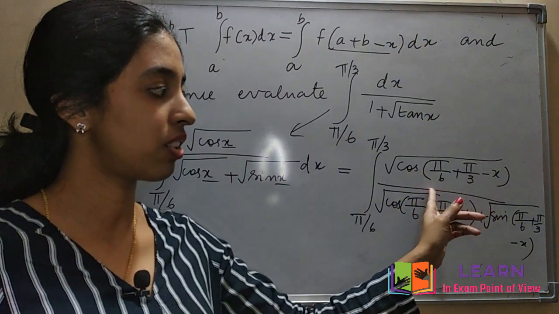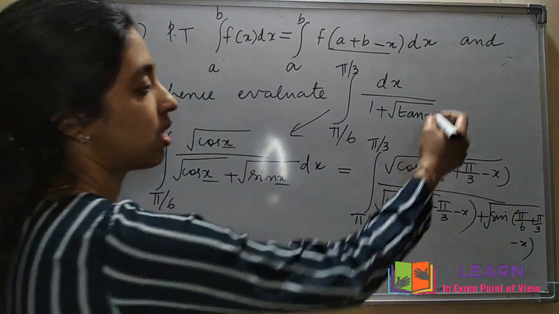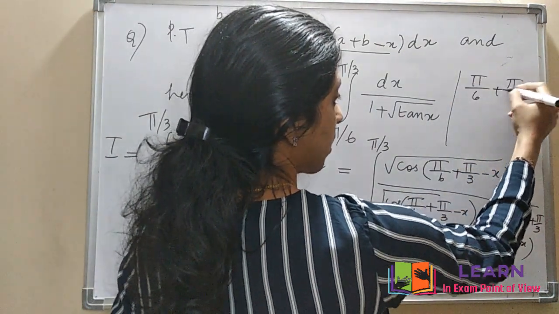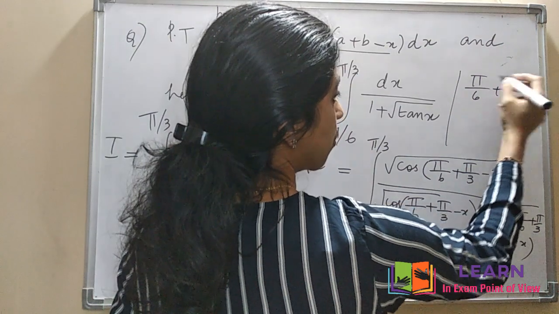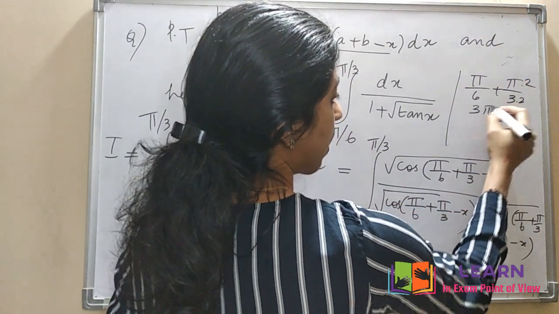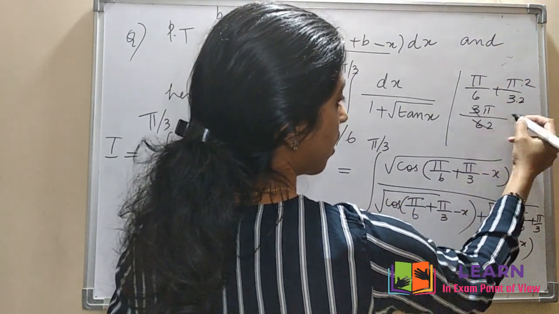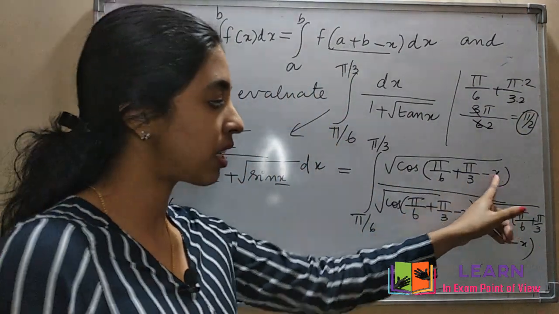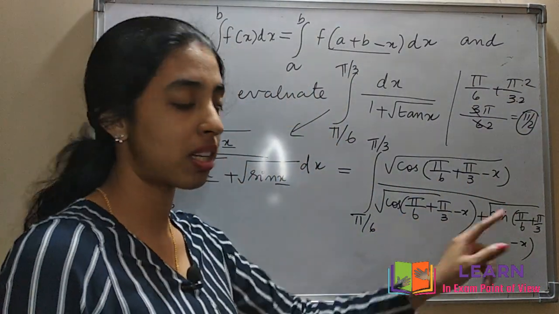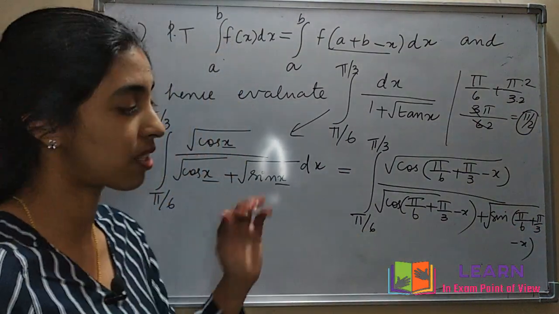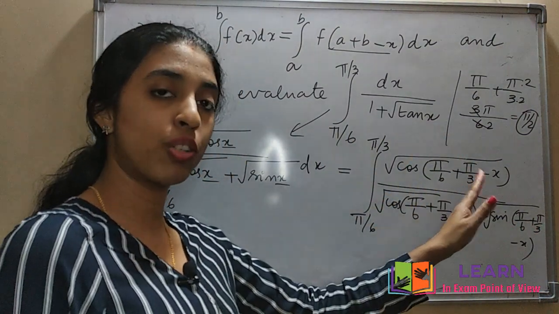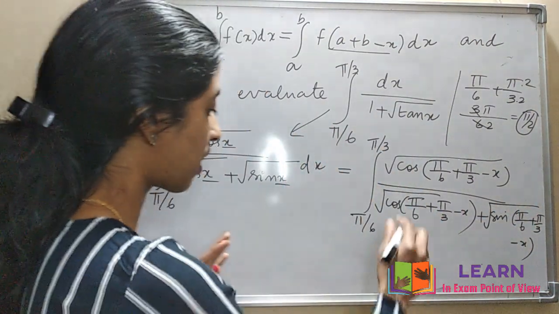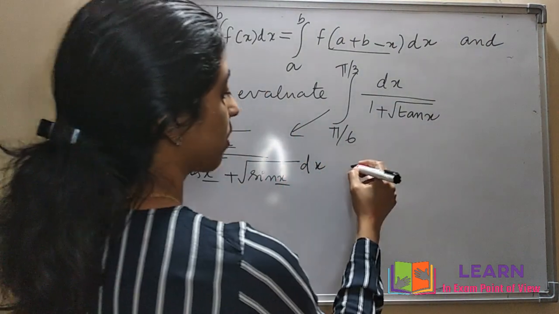Just simplify this by taking the LCM. Pi by 6 plus pi by 3, into 2 into 2, we have 3 pi by 6. That is pi by 2 that will come. So pi by 2 minus x here, here also pi by 2 minus x, and here also pi by 2 minus x. That is cos of pi by 2 minus x. Or 90 minus theta is what? Sin theta. So you can write it as.